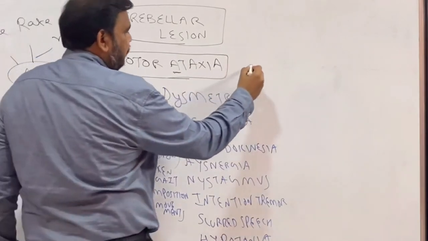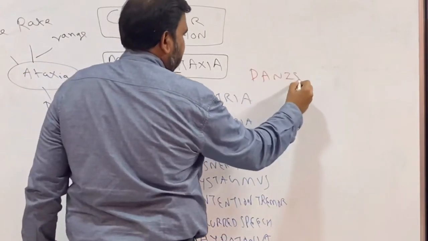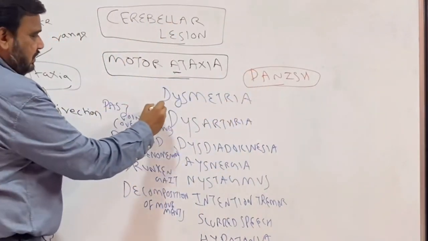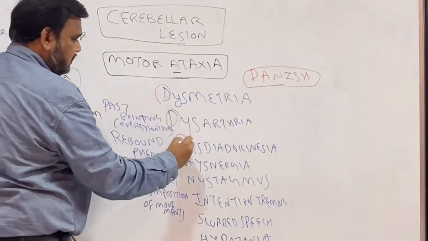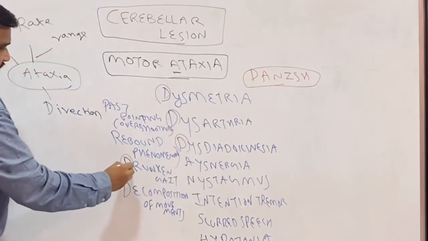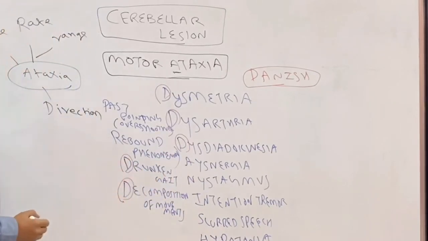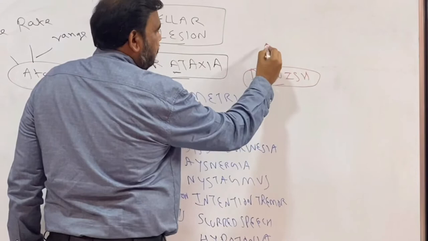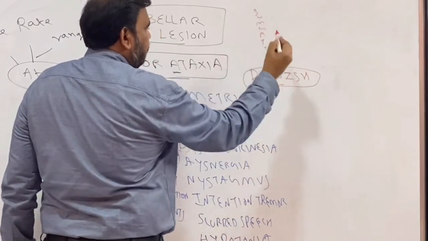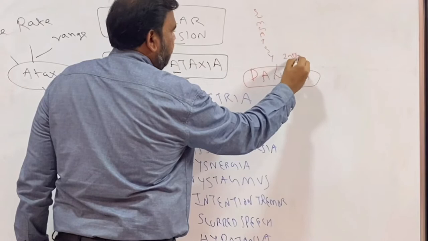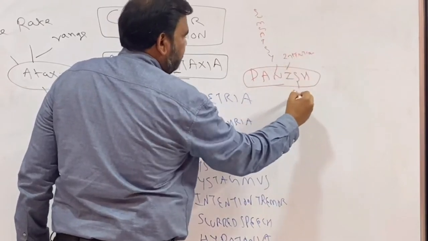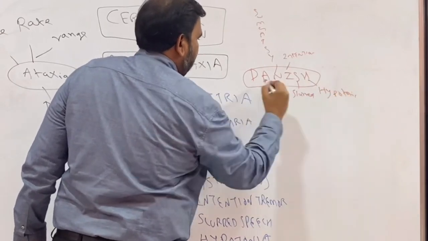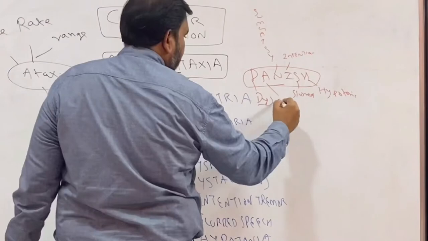There is a mnemonic. We call it Danish. You can note it down. Danish. D, you can use for all of them: dysmetria, dysarthria, dysdiadokinesia. Drunken gait you can also use for decomposition of movements. A for asynergia, N for nystagmus, I for intention tremor, S for slurred speech, H for hypotonia, D for all the dis, A for ataxia best.